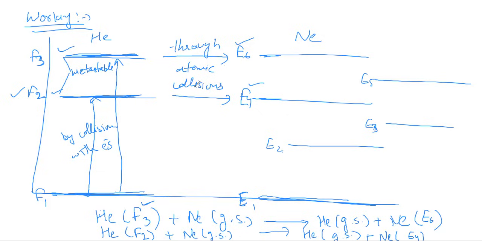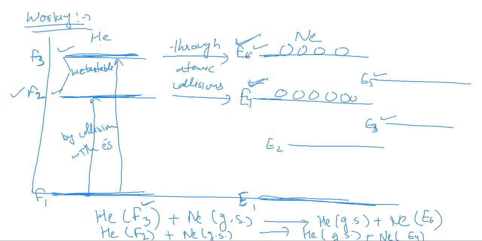Why are we doing this? Because now you have achieved a state of population inversion in these two levels. Not in these two levels. I mean to say that now you have a larger number of atoms in E6 and E4 as compared to E5 and E3. Because the excitation to E5 and E3 will be only of neon, only those atoms from the neon ground state that can go to the excited state. In E4 and E6, helium is selectively pumping these levels.